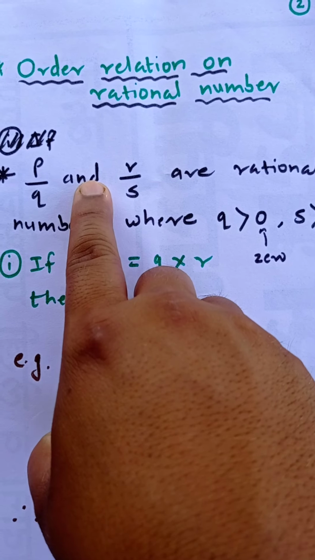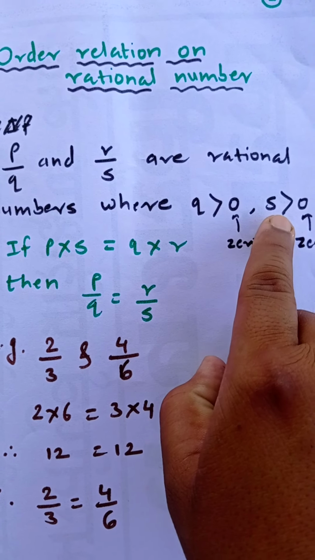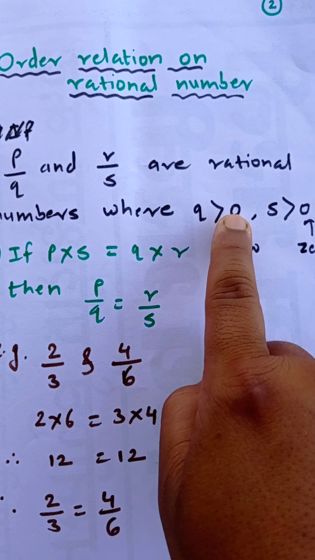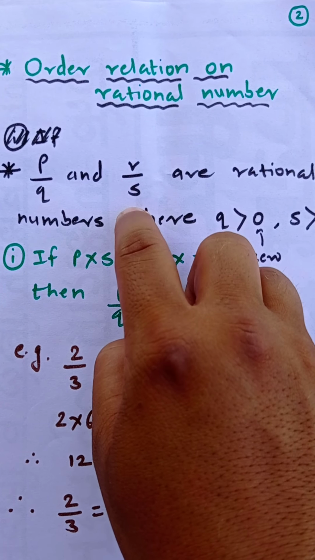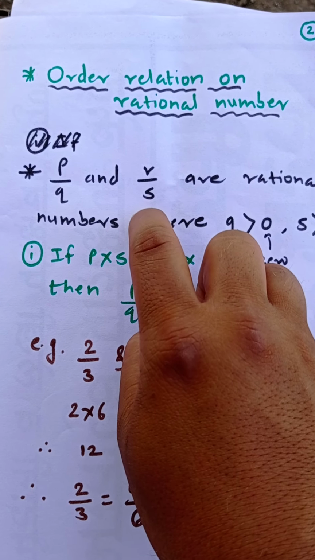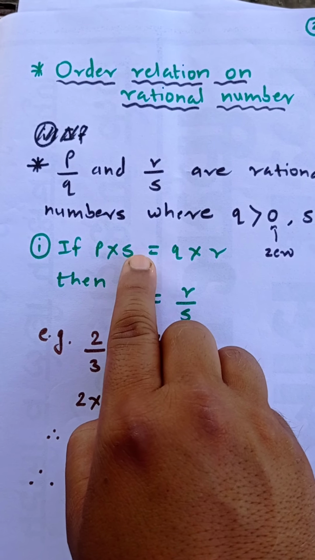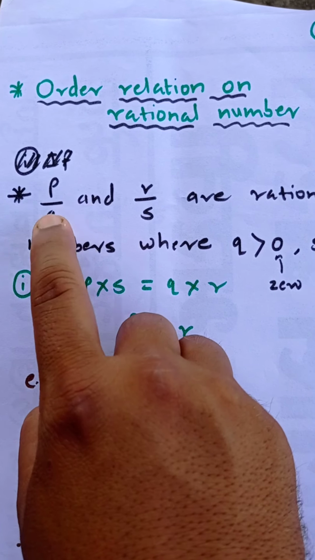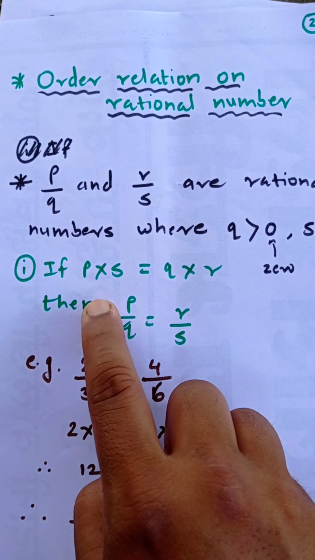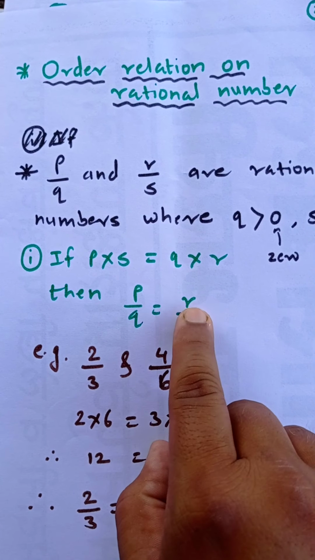P upon Q and R upon S are rational numbers where Q is greater than 0 and S is also greater than 0. So here P upon Q and R upon S both are rational numbers. Now there are three properties that depend on this. First one: if P into S is equal to Q into R, then we can say both fractions are equal, P upon Q is equal to R upon S.